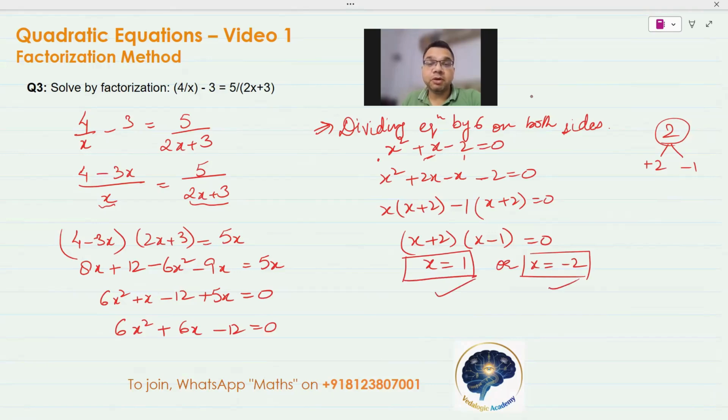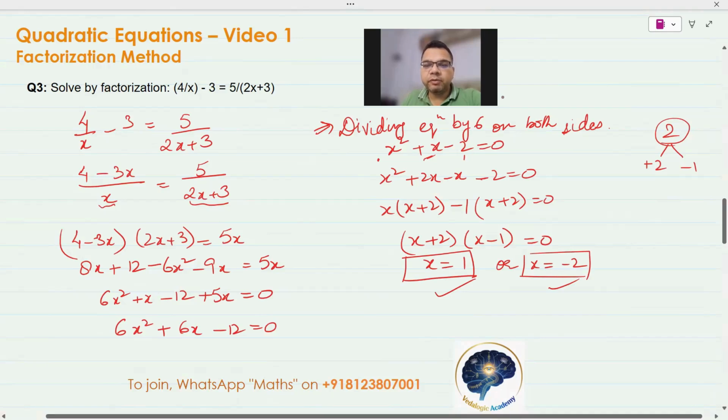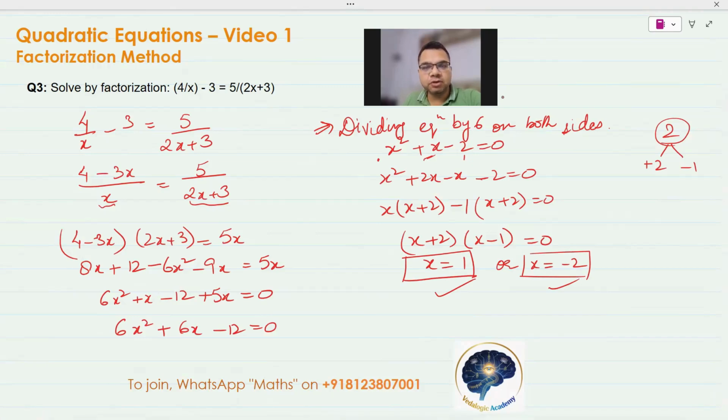I hope you understood how we are doing it. So we have to multiply these two and get 0. So either this has to be 0 or this has to be 0. If this is 0, that means x minus 1 equals 0. And if I take 1 to the right hand side, it becomes x equals 1. And similarly, x equals minus 2. I hope this is also clear. I'll move ahead to the next question.